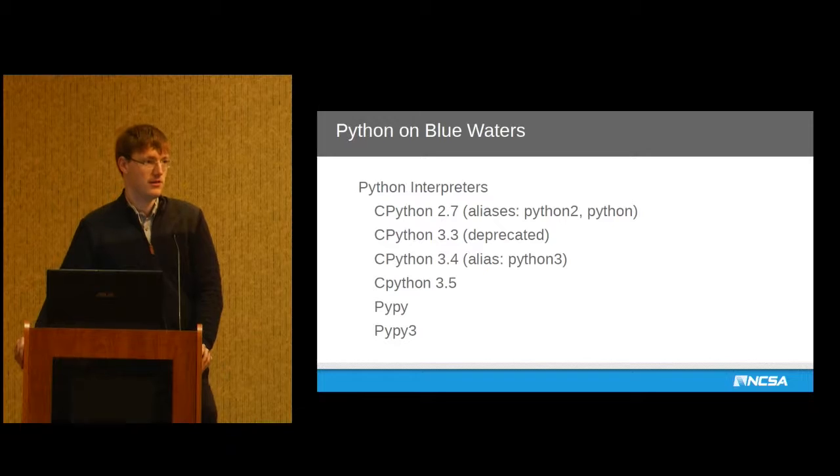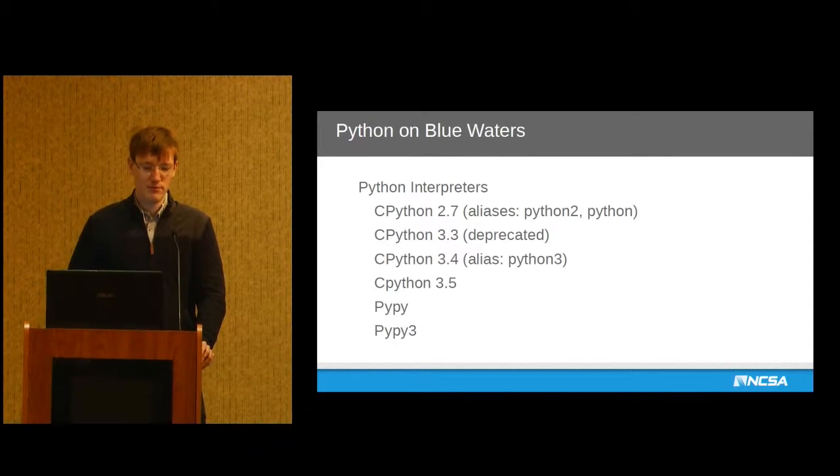These are the interpreters that I have made available. If you've just typed Python, you might not have actually seen them, but chances are you have. So CPython 2.7 is currently the default. It's also aliased as Python 2. I've also got 3.3, 3.4, and 3.5 installed, and the default of that is Python 3.